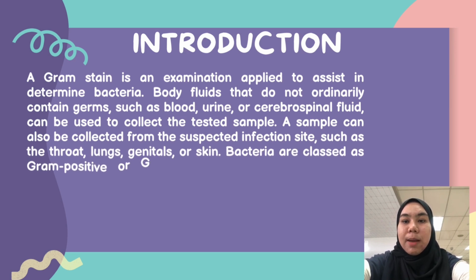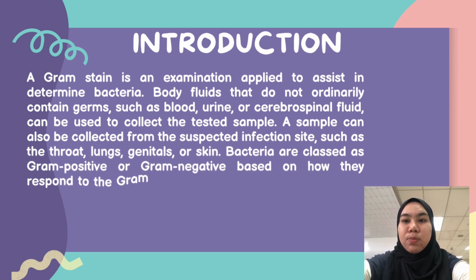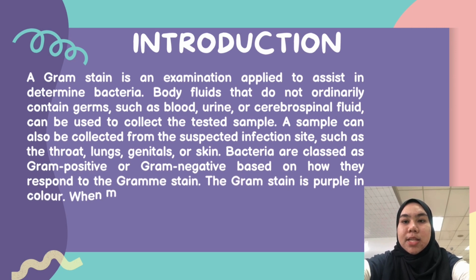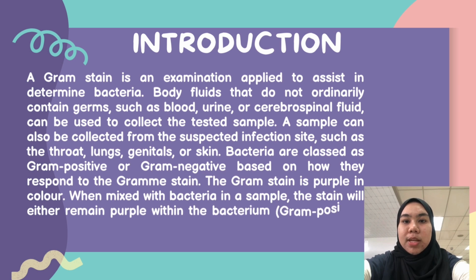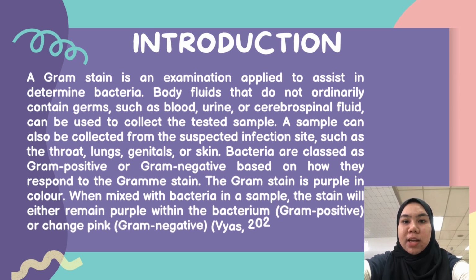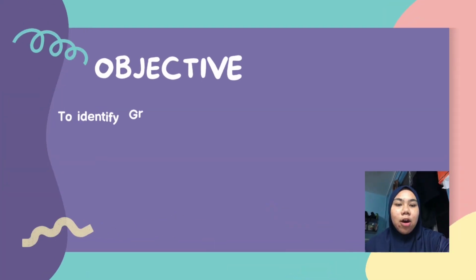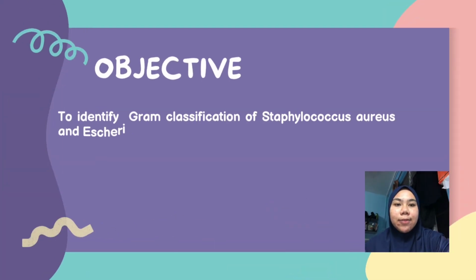bacteria are classed as gram positive or gram negative based on how they respond to the gram stain. The gram stain is purple in color, and when mixed with bacteria in its sample, the stain will either remain purple within the bacterium, gram positive, or change to pink, gram negative, according to YAS 2022. The objective of this lab is to identify the gram classification of Staphylococcus aureus and E. coli.